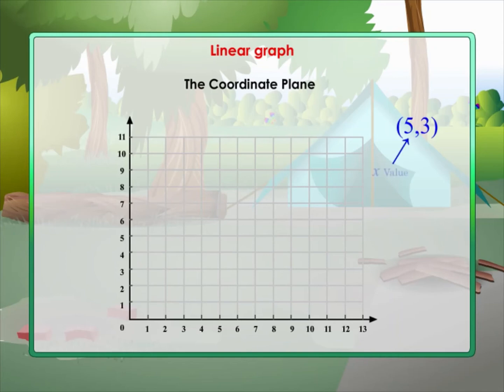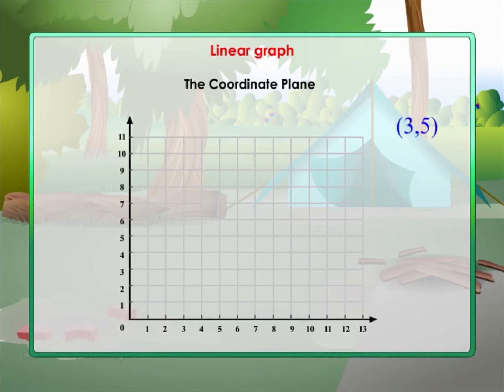5 is the x value. Now on the number line in the x-axis, move right 5 units. In an ordered pair 5, 3, the number 3 is the y value. We are going to move up 3 units. Plot the point here. This represents point 5, 3.